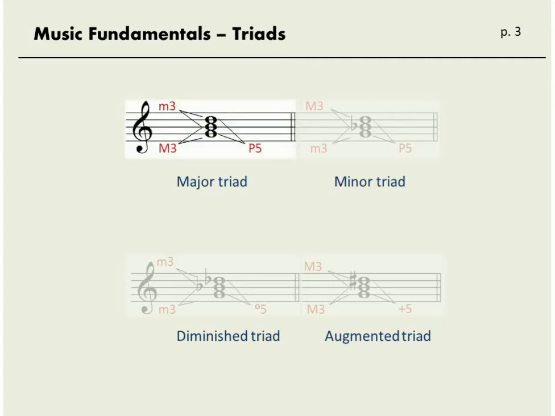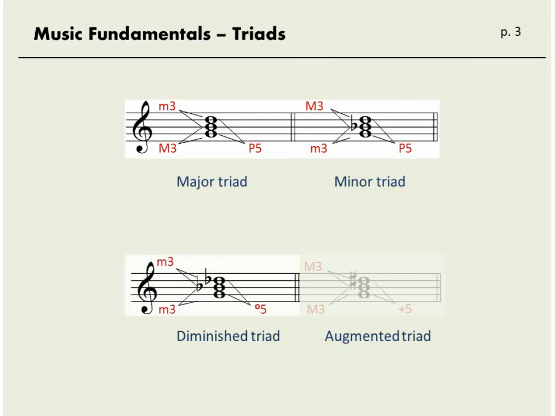The major triad has a major third between the root and the third, a minor third between the third and the fifth, and this makes a perfect fifth between the root and the fifth. The minor triad reverses the pattern with the minor third on the bottom, the major third on top, and the outer interval is still a perfect fifth. Diminished triads have 2 minor thirds with a diminished fifth between the root and the fifth. And an augmented triad is made up of 2 major thirds with an augmented fifth between the root and fifth.